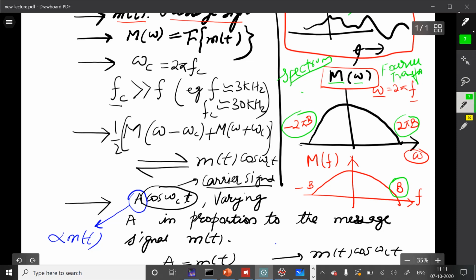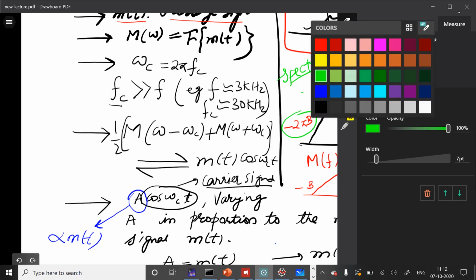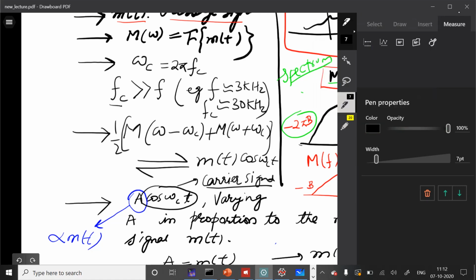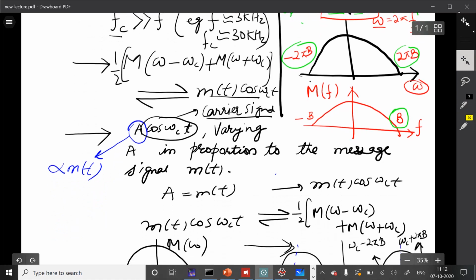We know from previous lectures, from the modulation theorem, that to shift a signal to a higher frequency, we need to multiply it with a cosine signal like this. When we multiply it, we get the shifted spectrum, m of omega minus omega c and m of omega plus omega c. In other words, we have a carrier signal of high frequency, a cos omega ct. We make this a proportional to m. In fact, let's make a equal to m.